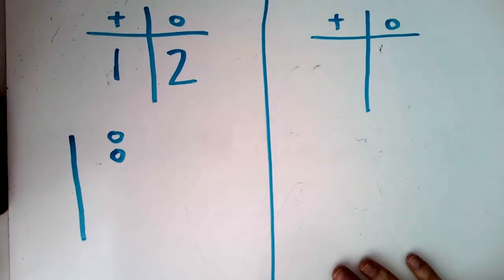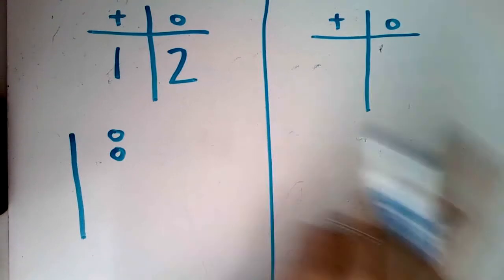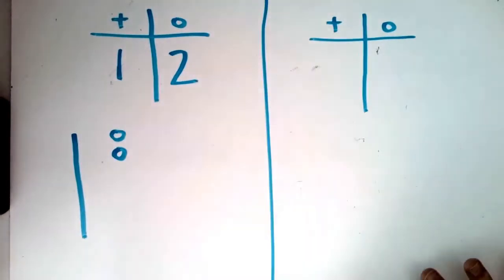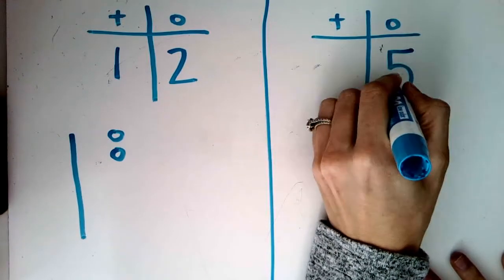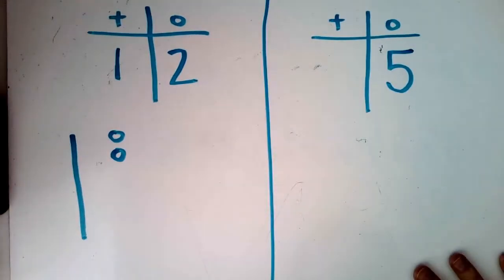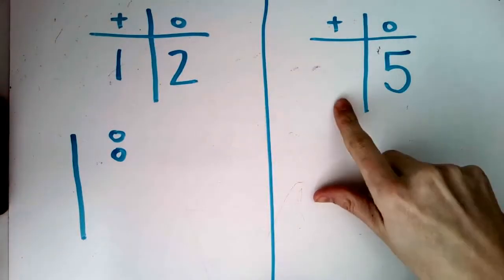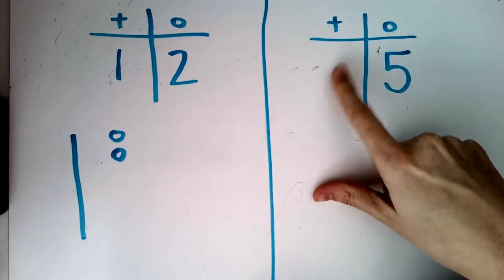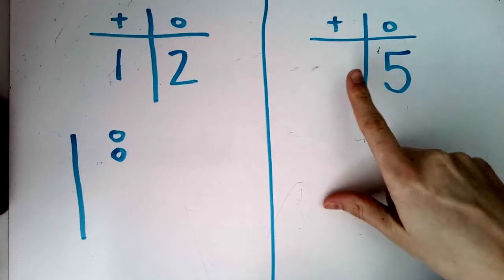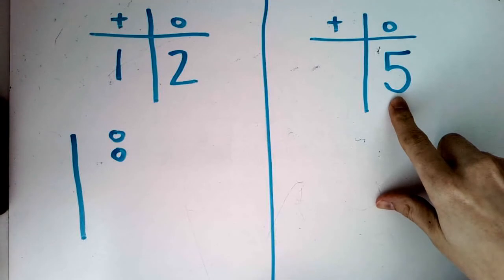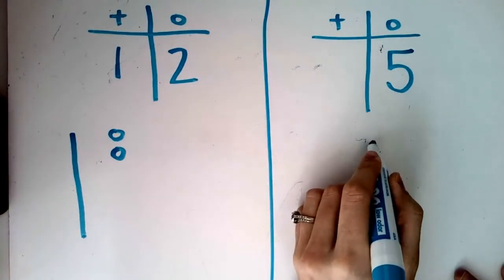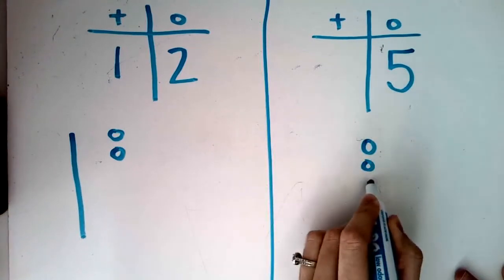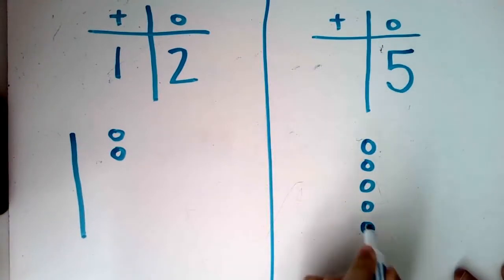Now let's compare that 12, right? 1 ten, 2 ones. We're going to compare it to another number. We're going to compare it to the number 5. Notice when I write the number 5 in my place value chart, there's nothing in the tens column, and that's okay. Not every number has tens. 5 is simply 5 ones, okay? It's in the ones column. Let's draw 5 ones. 1, 2, 3, 4, 5.